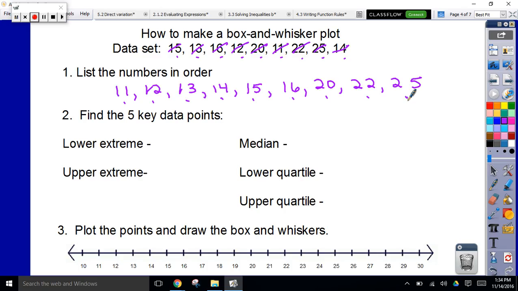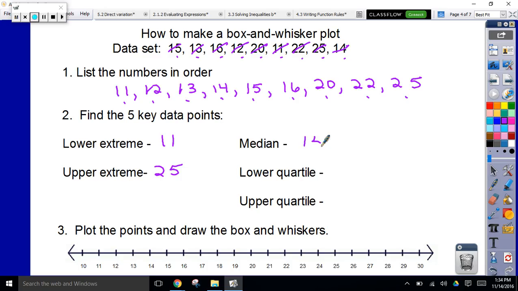Okay, next thing we do is we find the 5 key data points. The lower and upper extreme are really easy to find. What would the lower extreme be? Andrew? 11 is the lowest number. How about Travis? What's the upper extreme? Upper extreme would be 25. 25, good. Median we also know how to find. Jenna, what's the median? 15, good.